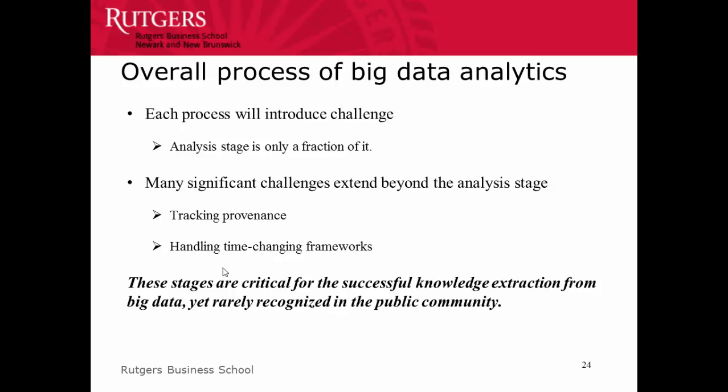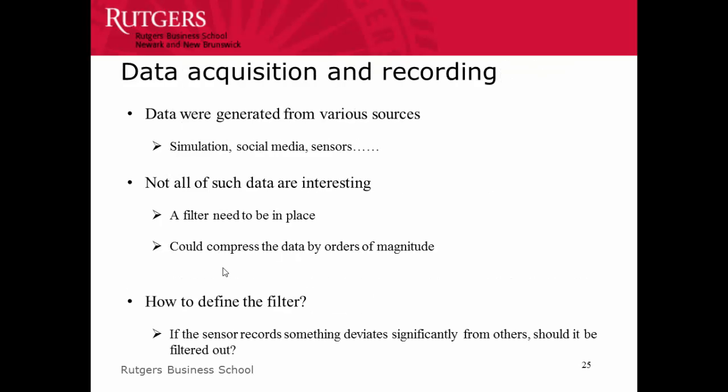So these stages are critical for the success of knowledge extraction from big data, yet rarely recognized in the public community. When you read something related to big data in The Economist, there's a 99% chance that they will only say what big data helped achieve rather than what problems big data may have. I'm not going to describe every stage, but I will just highlight some points.